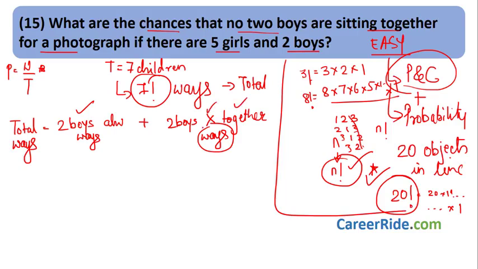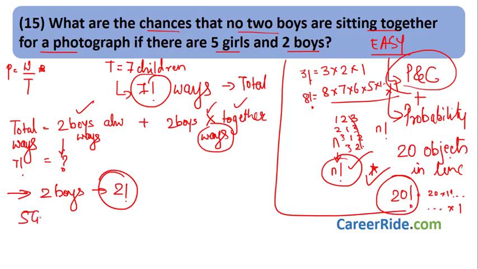What do we want? We want the number of ways in which 2 boys are never sitting together. How to do that? Total ways we know is 7 factorial. What do we need? We need to find out the number of ways in which 2 boys are always sitting together. How to find out? Let's see. Now, we have 2 boys who are always sitting together. These 2 boys can be arranged in how many ways? 2 factorial.